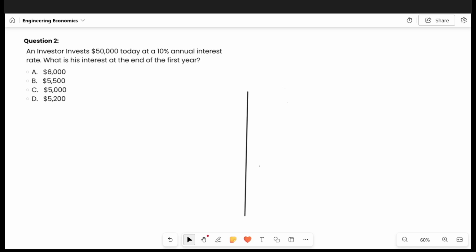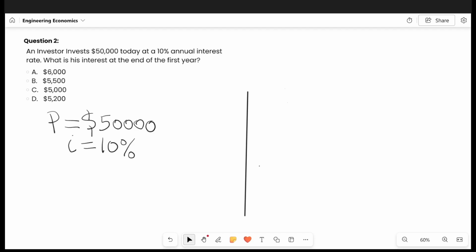So first, we are going to identify what we were given in the problem. We were given the present value of what the investor invests. That is $50,000, so P is equal to $50,000. We were also given the interest rate per period, which is I is equal to 10% per year.